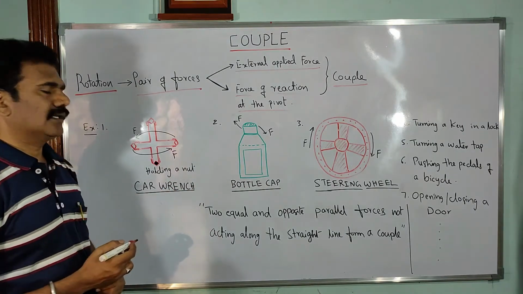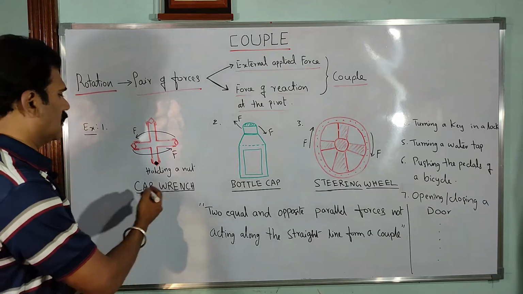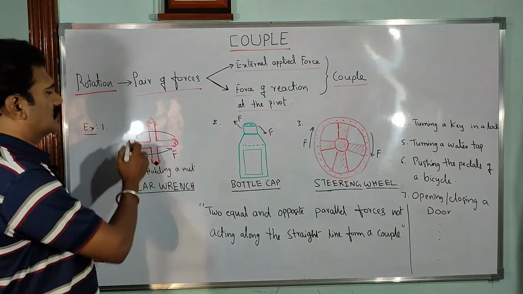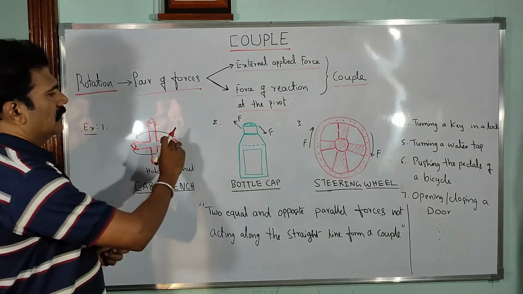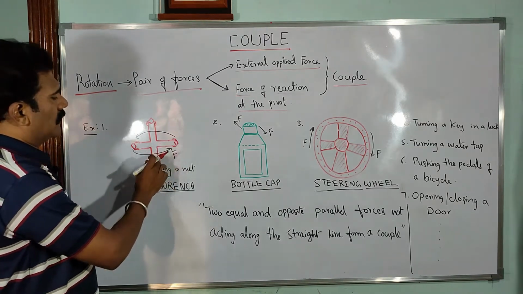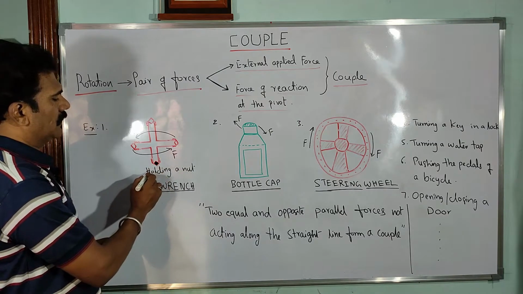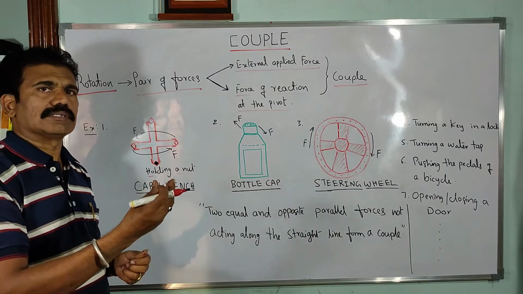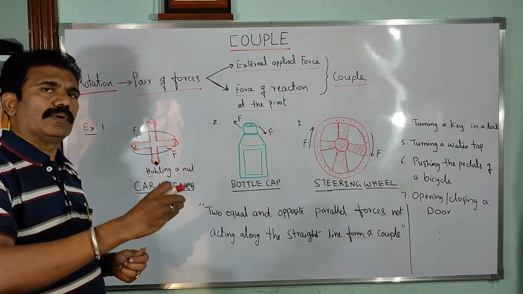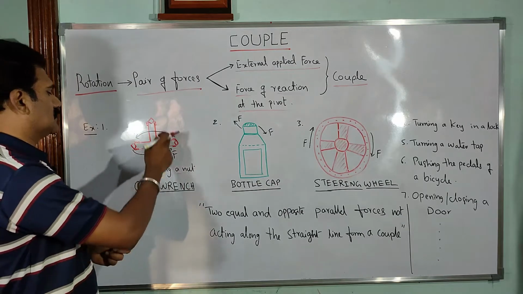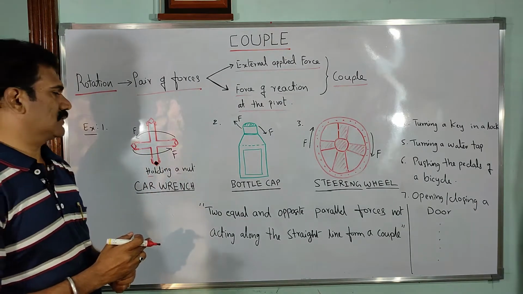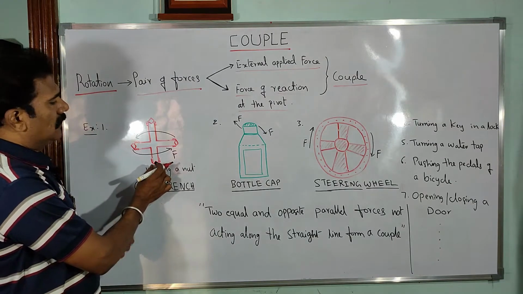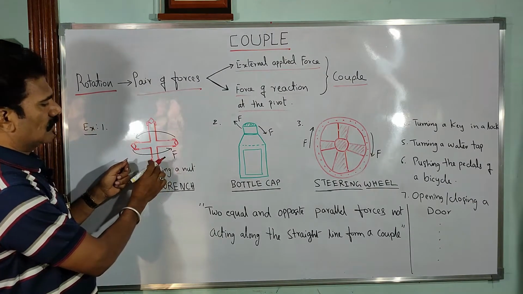We are considering a car wrench. What is that car wrench? It is just like a spanner. At four sides we have holes here. One of the holes can be fixed to the nut so that it firmly holds the nut of a car, because car nuts are very tightly fixed. In order to open or close the nuts, we need this kind of device called a car wrench. Now this car wrench is fixed to a nut here.